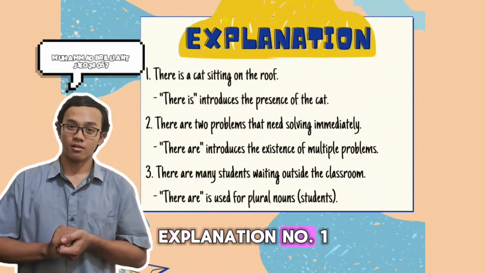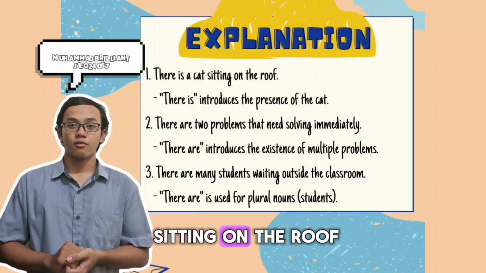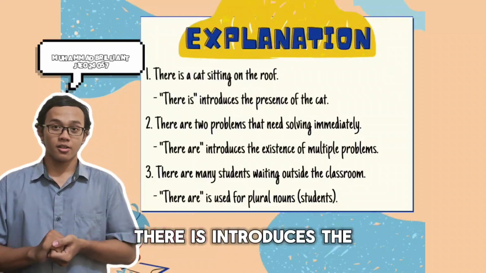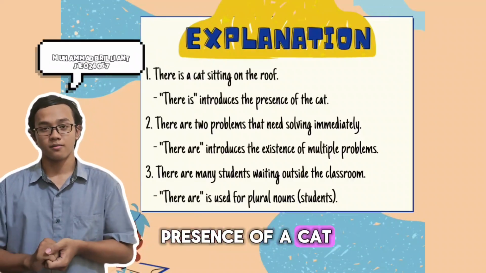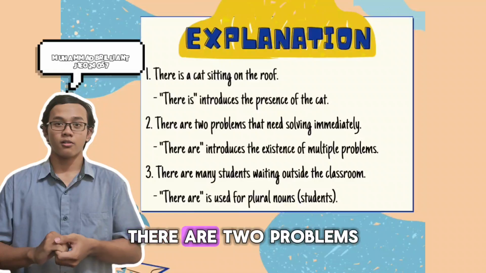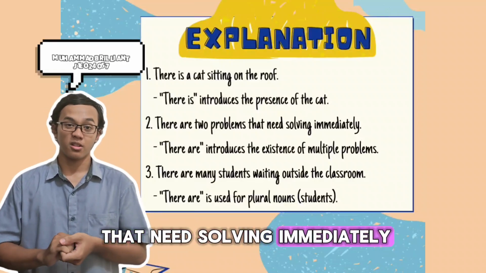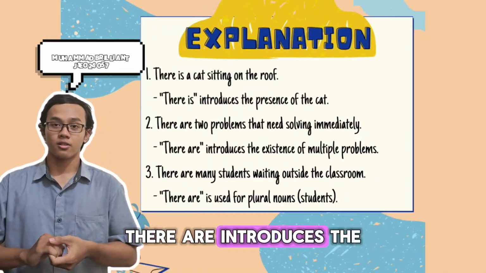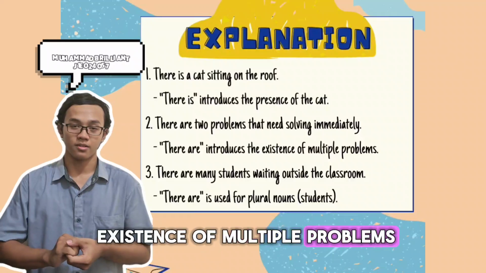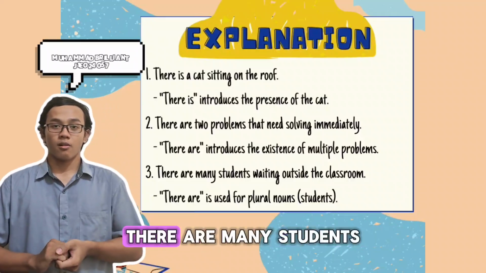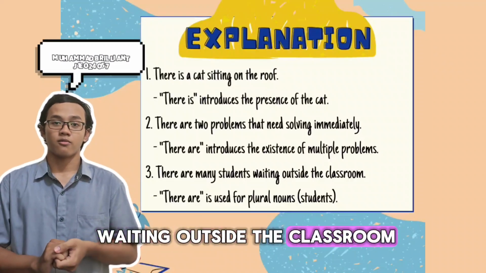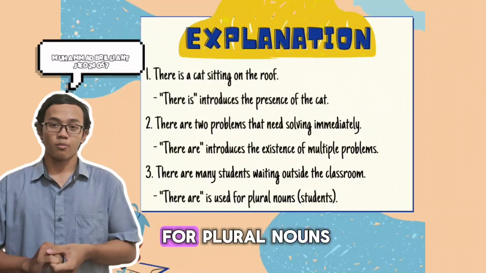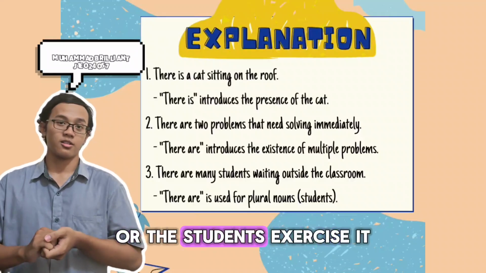Explanation. Number 1. There is a cat sitting on the roof. There is introduces the presence of the cat. Number 2. There are two problems that need solving immediately. There are introduces the existence of multiple problems. Number 3. There are many students waiting outside the classroom. There are is used for plural nouns, the students.